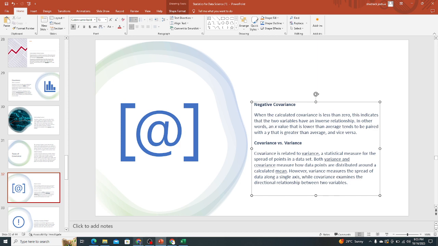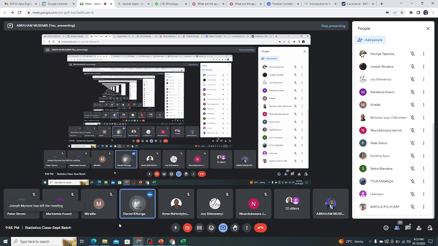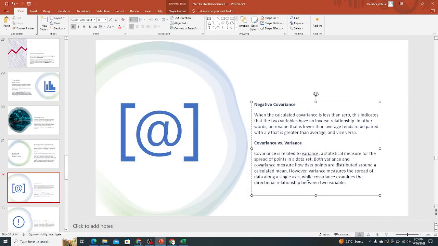I don't know if that's still clear. Yeah, it is. I get it. Because I can see for variance, the only determinant is the mean. But in covariance, the focus is on two variables and the direction they will be moving against each other. So I get it, yeah. Okay, sure.